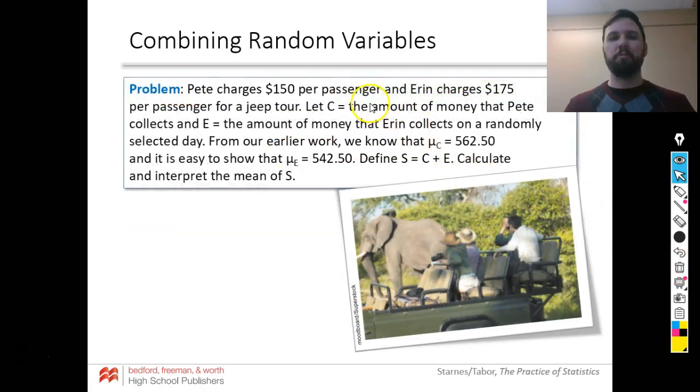Now, Pete charges $150 per passenger. Erin charges more. If C is the amount of money that Pete collects, and E is the amount of money Erin collects on a randomly selected day, we know that the mean of Pete's money is $562.5. And we can find that easily by doing probability times number times amount of money. The mean of money made by Erin is $542.5. So let's find out what is their combined income and interpret that.